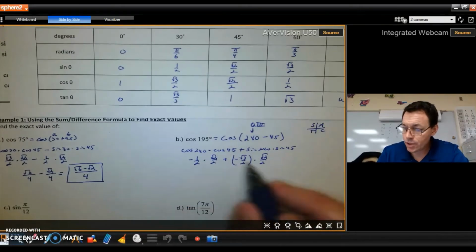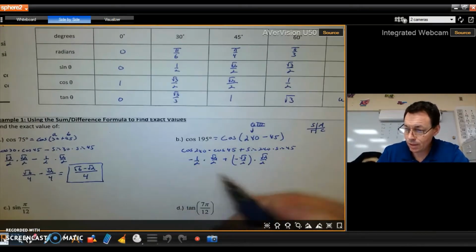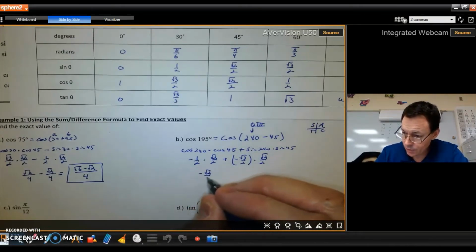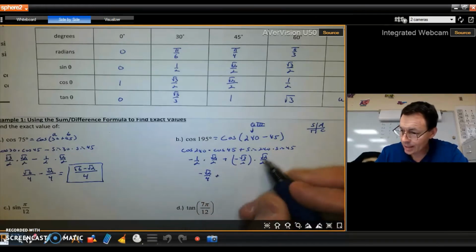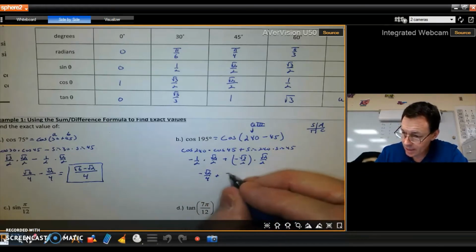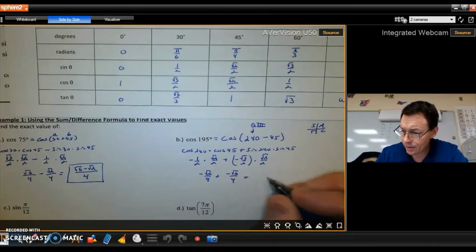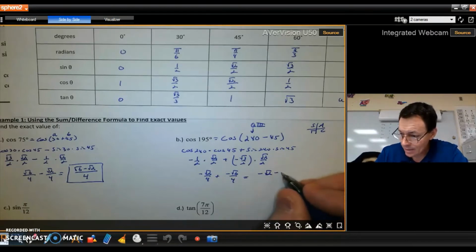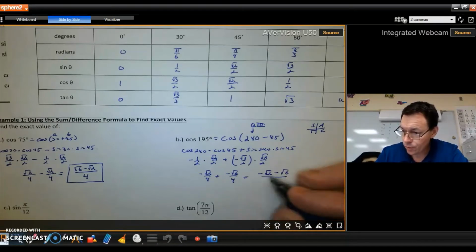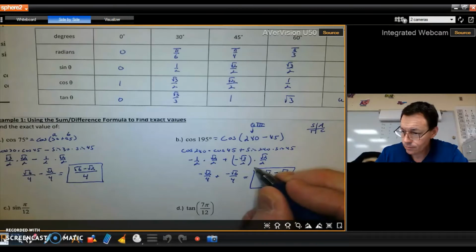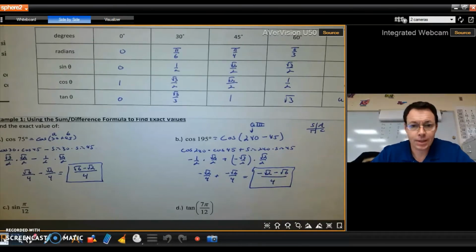So those are the ratios. Now I can multiply these two together. That's going to be negative radical 2 over 4. I can multiply these two together. That's going to be negative radical 6 over 4. And now I can combine these together into one fraction, negative radical 2 minus radical 6 over 4. And that's it. All right.